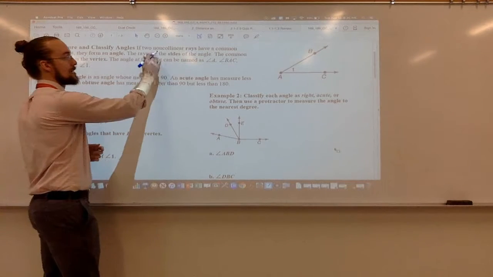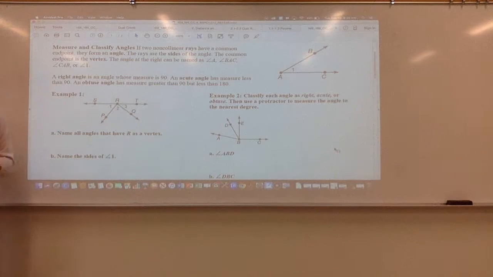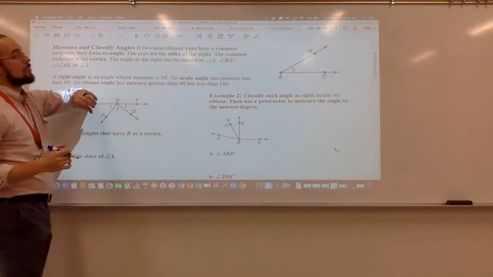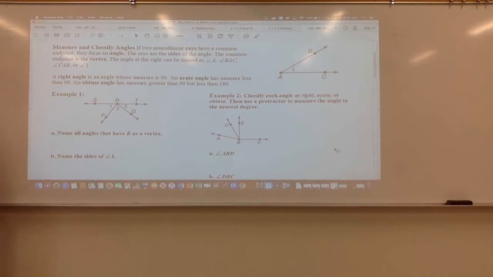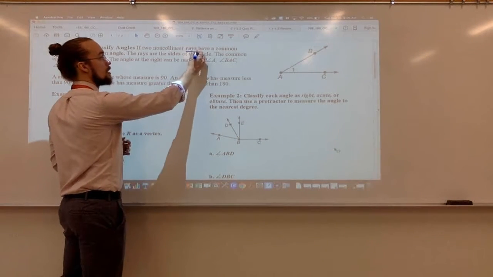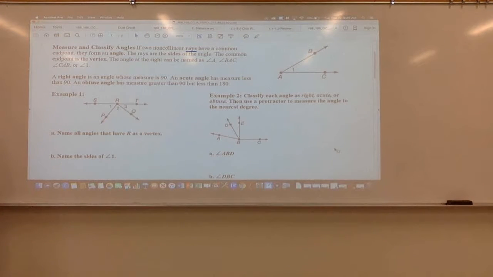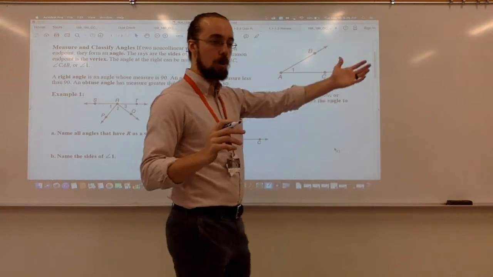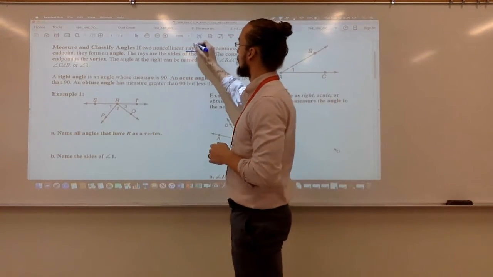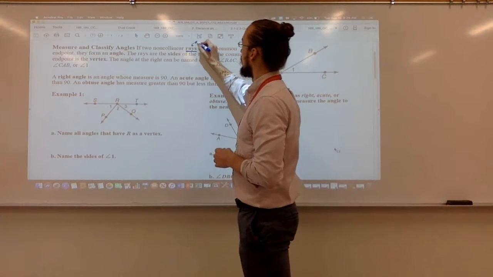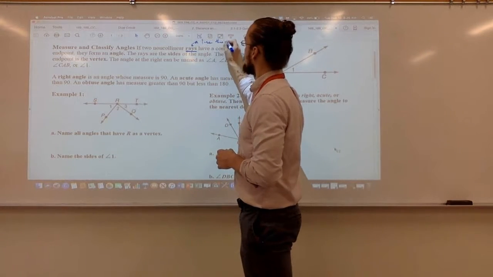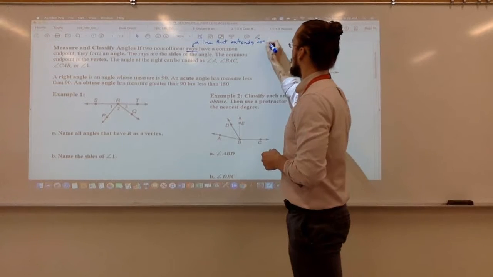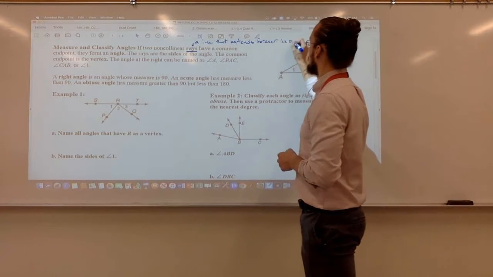So first, what is non-collinear? Points that are not on the same line. So we're saying non-collinear rays, so rays that aren't on the same line. Well, what's a ray? What is it? Exactly. A line that goes on forever in one direction. So let's jot that down here. A definition for a ray: a line that goes on forever or extends forever in just one direction.